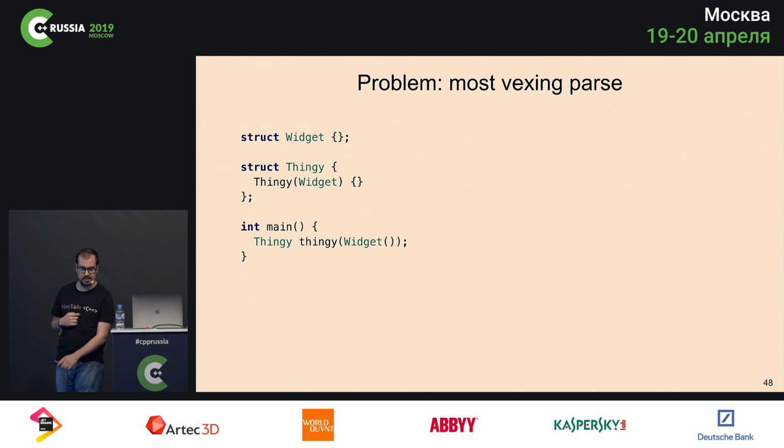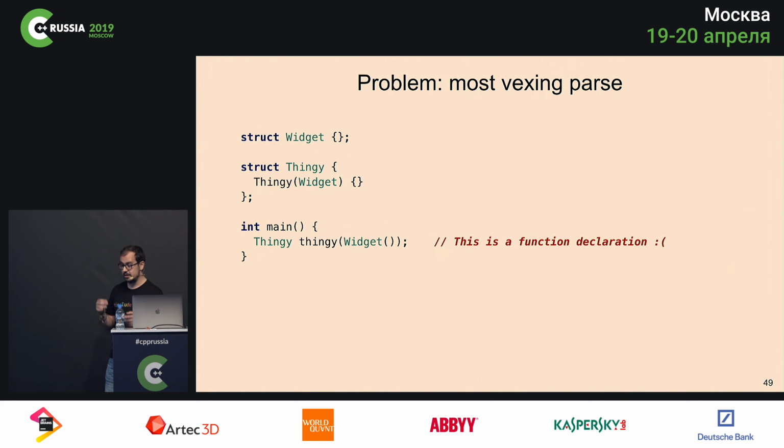It means that everything that can be parsed as a declaration will be parsed as a declaration. So we have this widget class here and a thingy class, which takes a widget in the constructor. And then you might think that you're initializing a thingy and give it a temporary, like a default constructed widget as a constructor argument. But what actually happens is you are declaring a function. Specifically, you are declaring a function that takes a function that takes nothing and returns a widget, and returns a thingy. And that's going to compile, but that's probably not what you wanted. So that's very unfortunate.